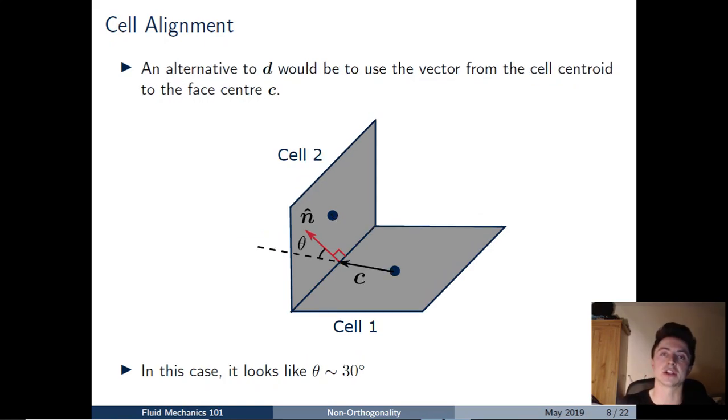So an alternative choice to the vector D would be to use a vector that connects the cell centroid of cell 1 to the center of the shared face rather than the cell centroid of the shared cell. And we're going to call this vector C, which you can see there in the diagram. If we were to define a non-orthogonality angle based on the angle between C and n, we can see that in this case the non-orthogonality angle would be around 30 degrees, say, which by eye is a lot more accurate and appropriate than an angle of 0, which we saw before when we were using the vector D. So this is an alternative way that we could define a face non-orthogonality.